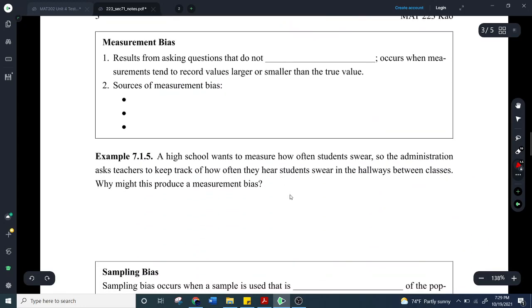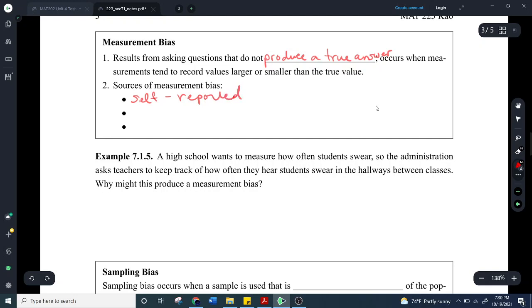So a measurement bias, it happens when the results of your survey come from asking questions that do not produce a true answer. So in other words, if they produce values or they have a tendency to record values that are not the true population value, the population parameter. When does that occur? What could cause that? So self-reported data is a good one.